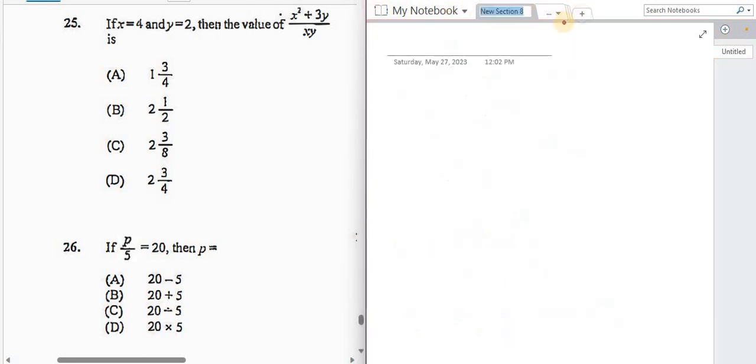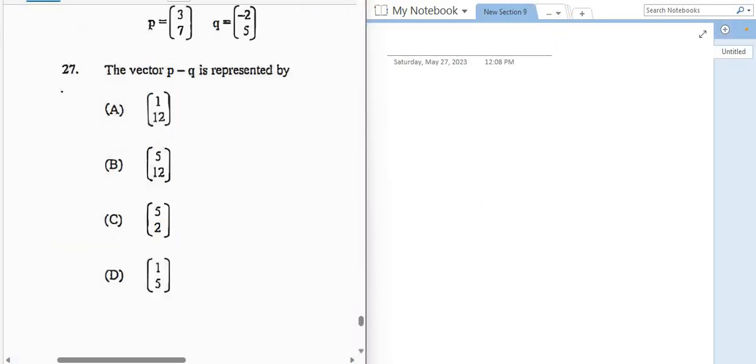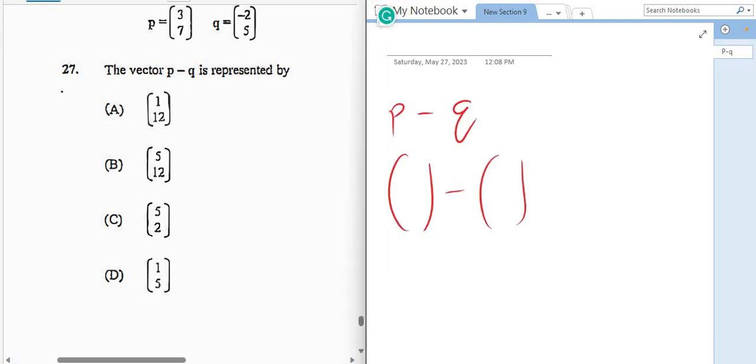So moving on to number 25 and 26. Again, p minus q. You have two vectors in the form of a matrix, 2 by 1 matrix. 3, 7. What's the other one? Negative 2, 5. Okay, how are you going to do this?